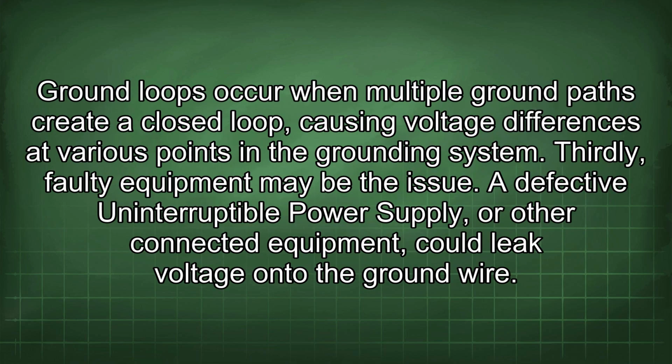Ground loops occur when multiple ground paths create a closed loop, causing voltage differences at various points in the grounding system. Thirdly, faulty equipment may be the issue. A defective uninterruptible power supply or other connected equipment could leak voltage onto the ground wire.